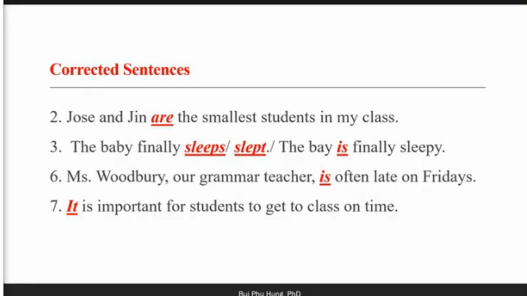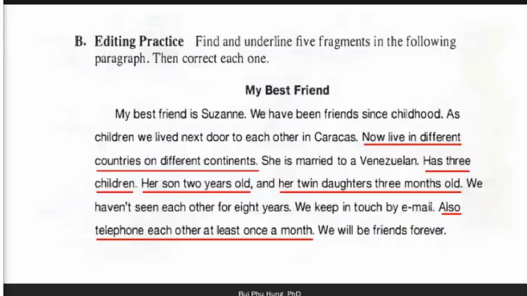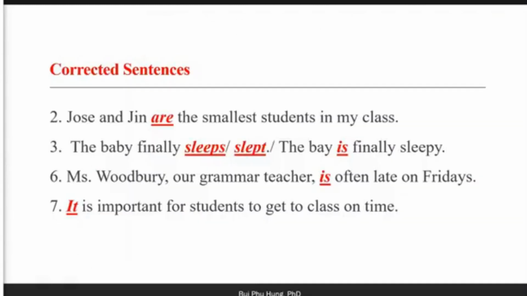Dạ thầy ơi, nó vẫn cái màn hình cũ hả? Rồi. Thầy cô mở sách ra. Nhớ. Mở sách ra, làm danh sách á. Okay, now please find out five fragments. Five fragments and underline them. All right, finally correct them.